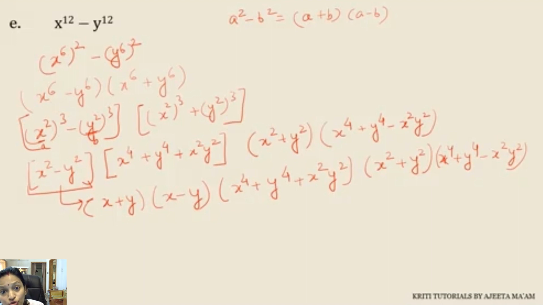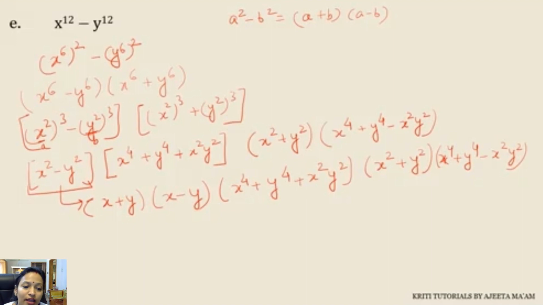See, power was 12. 12 means we can have 12 factors. So, we can easily factorize it using the identities. So, here we have x plus y, x minus y, x raised to 4 plus y raised to 4 plus x square, x square plus y square, x raised to 4 plus y raised to 4 minus x square y square, right? Clear to all. So however large the power is, you can easily reduce it to the squares or the cubes. Now let's see the next.